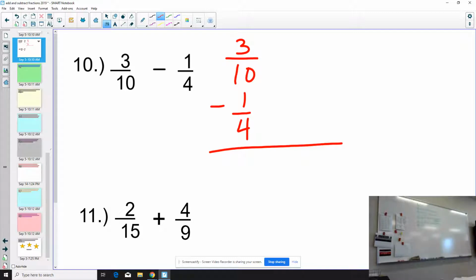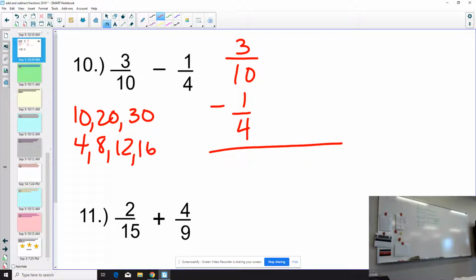If I think about counting by 10s, or the multiples of 10, 10, 20, 30, 40, and then counting by 4s, 4, 8, 12, 16, 20, notice that 20 is a number that 10 and 4 both go into. It would not be wrong to use 40. It's just easier sometimes to use the least common denominator because you have less simplifying to do. So we're going to change these both to something over 20.